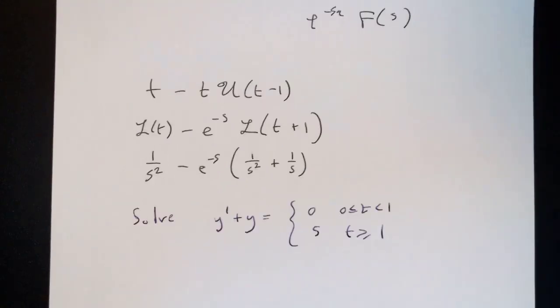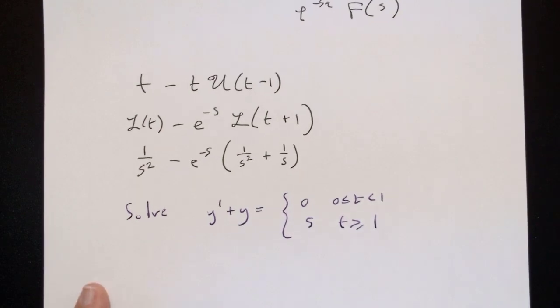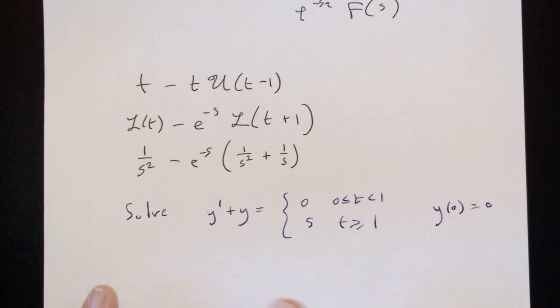Here is a first order differential equation. And I'm going to give you initial conditions also. Y of 0 equals 0. Using any method we have so far, I don't know how to solve this. Because the right-hand side is not continuous. It's not going to work by undetermined coefficients. It's not going to work by variation of parameters because that right-hand side messes me over.